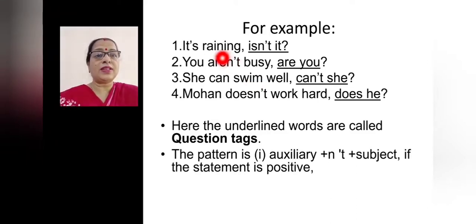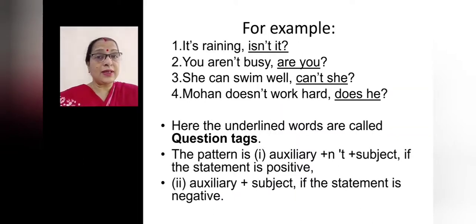Now in the first sentence, it's raining. It is positive. So you have a negative question tag. Is, then not, then subject. Okay? So the auxiliary you find is here. It's raining, so it is a short form, right? So it is raining. So here again the auxiliary has come and then not and then the subject.